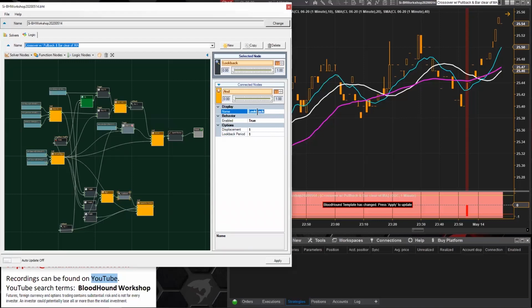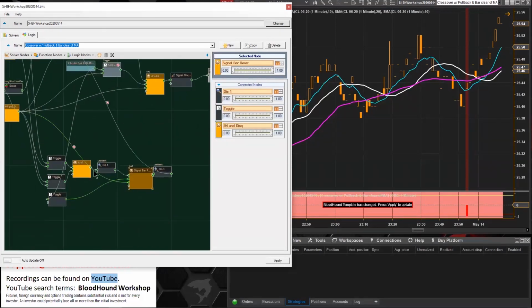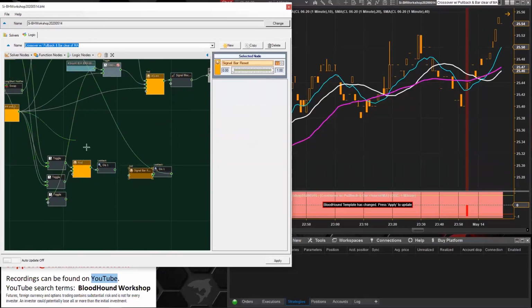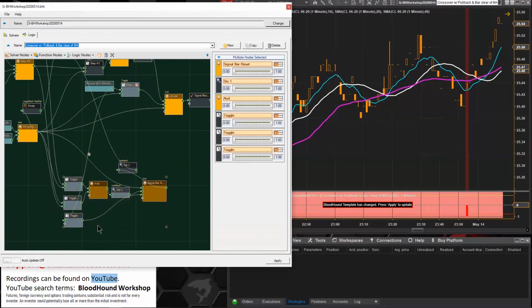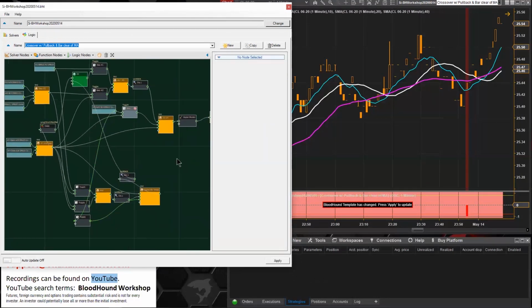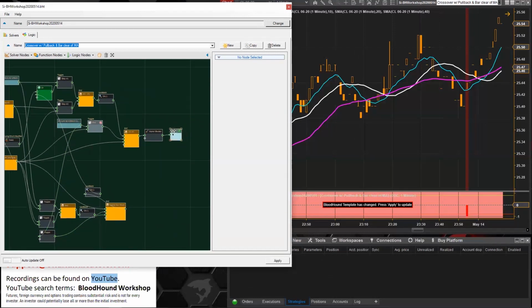Let's just finish naming some of these nodes here. All right, well, that was a good exercise. There was a lot learned in this one.